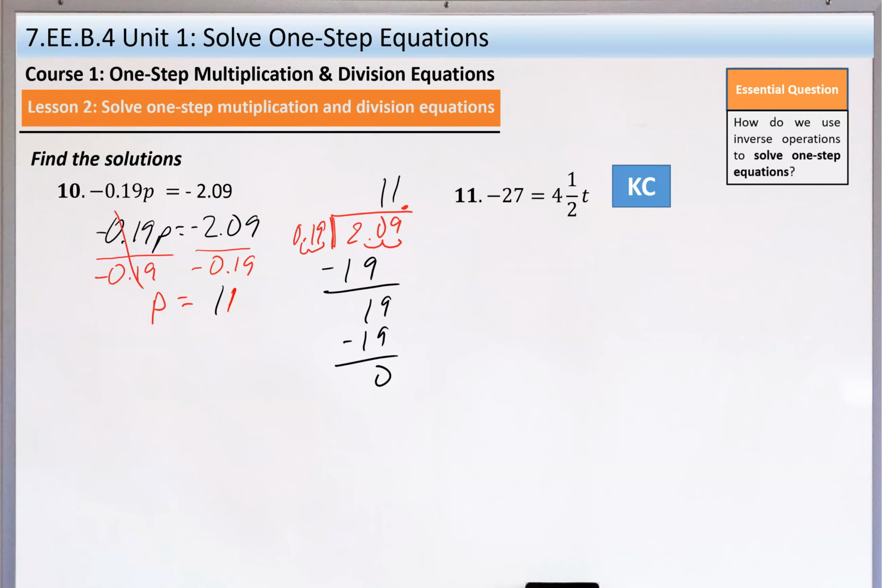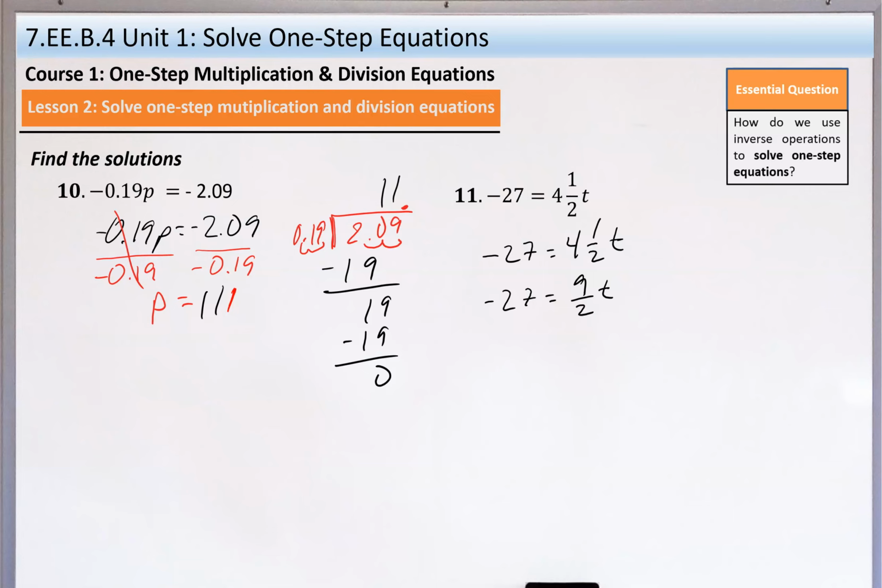All right, and the last one. Negative 27 equals 4.5 times t. Now, we have to divide both sides by this coefficient. Or, if you don't want to divide negative 27 by 4.5, what I chose to do was convert that 4.5 to an improper fraction, because I just have a preference for multiplying by the reciprocal. Now, you could have done it the other way, but I'm going to show you this way.